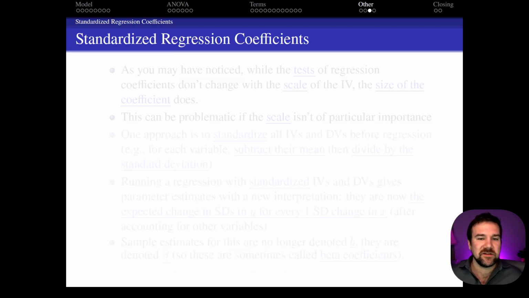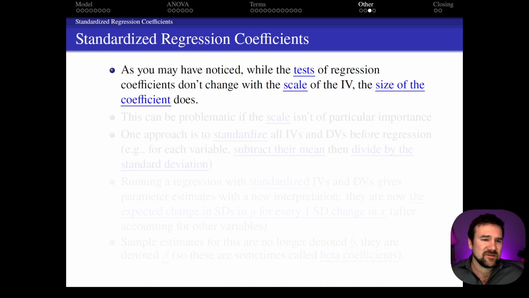This was our other topic, standardized regression coefficients. As you may have noticed, the regression coefficients change with the scale. Remember when we talked about correlation, this is a while ago, we said that the correlation was scale invariant. So whether you measured someone's height in terms of millimeters or miles, it doesn't matter. Those numbers are going to be very, very different from each other, but the correlations are going to be identical. It's kind of a cool thing in correlations.